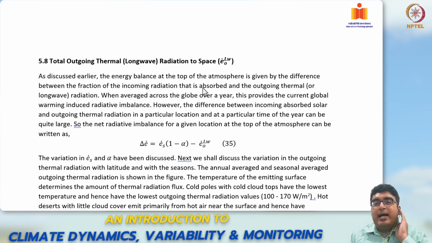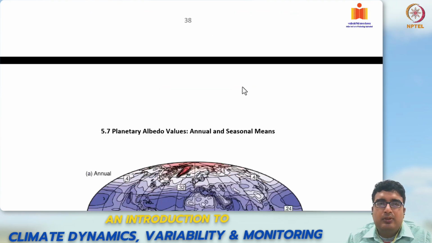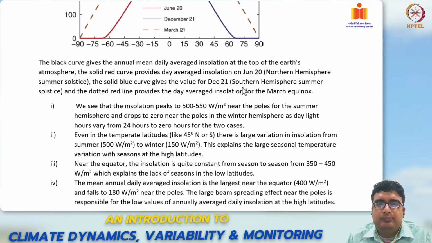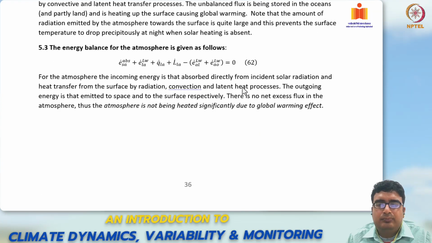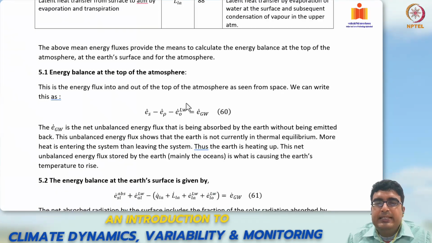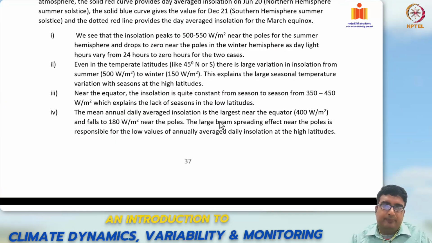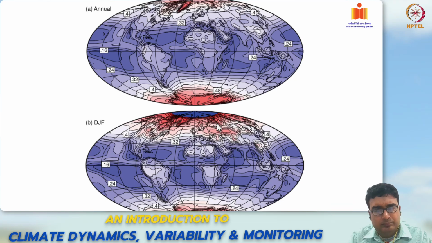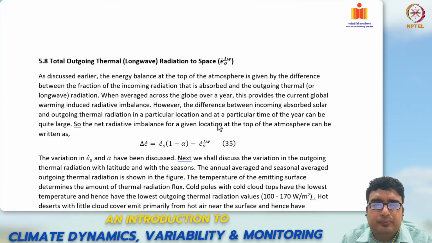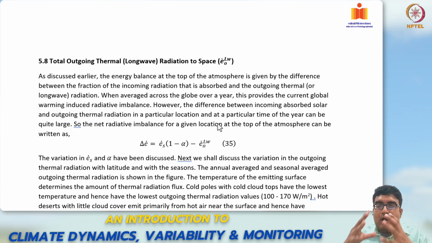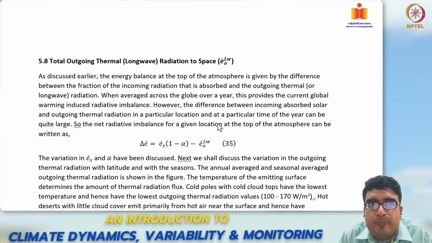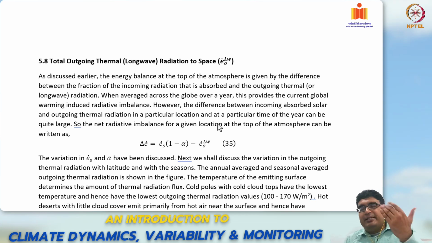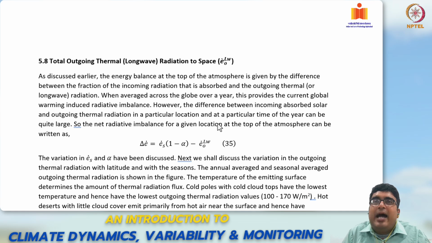Next, we will look at the total outgoing long wave radiation to space. So, this term here, the total outgoing long wave radiation that is going into space. Now, this outgoing long wave radiation going into space is primarily emitted by the top of the atmosphere.